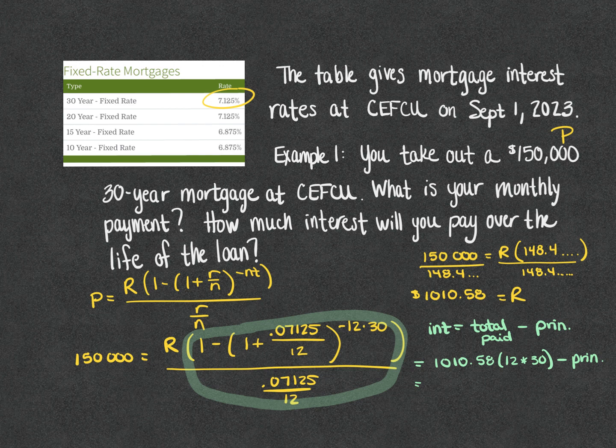Multiplying our monthly payment times the 12 months and the 30 years, we get $363,808.80. Subtracting our $150,000 in principal, we find that our interest, just the interest, is $213,808.80. And yes, that is very much the reality, that you can end up paying significantly more, in this case about 1.5 times as much money in interest as you actually end up borrowing.